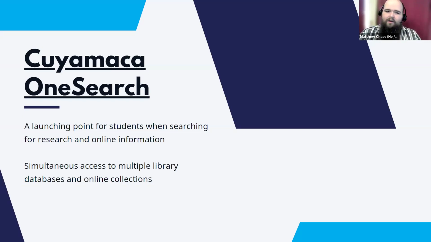One of the ways we created a launching point for students is through Cuyamaca OneSearch. It provides simultaneous access to multiple library databases and online collections that we have. Not necessarily all of them, which I'll get into, but definitely a great majority of our information collections are covered in one search. And since January 1st, it's had a bit of a redo in terms of how it looks and how it feels. So hopefully it'll be a lot more intuitive for both faculty and students as well. I'll do a little short demo of it right now.